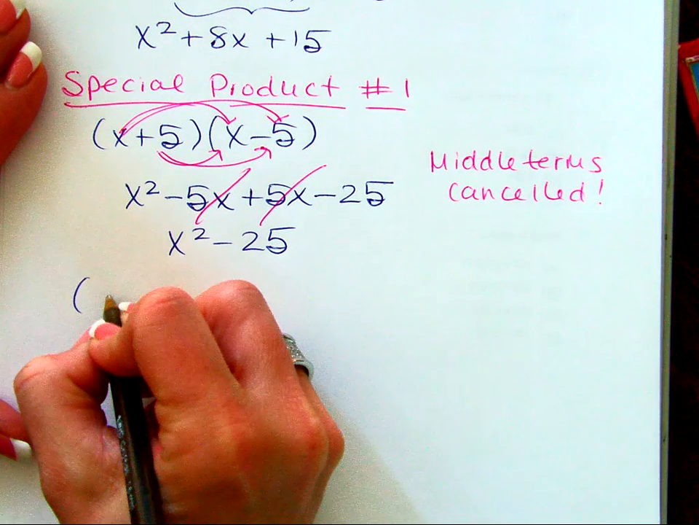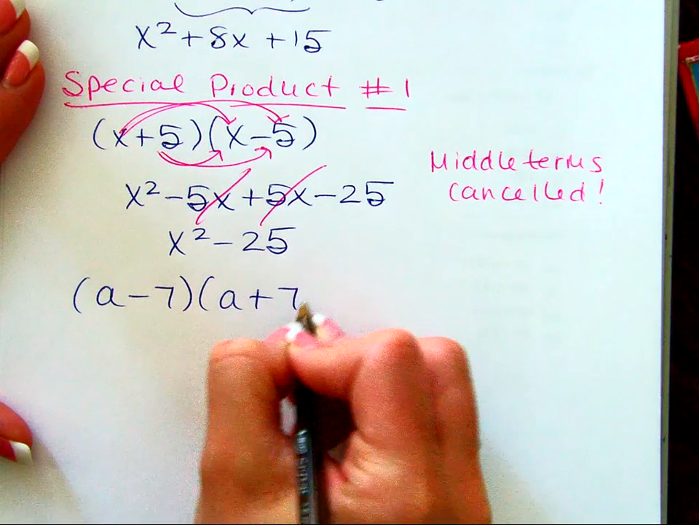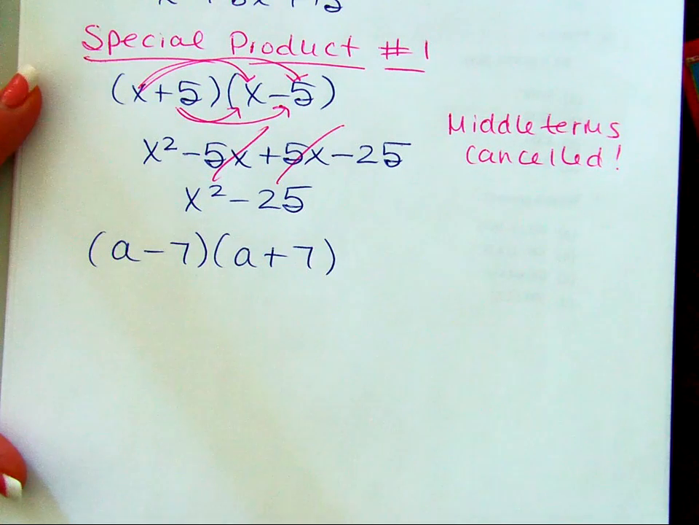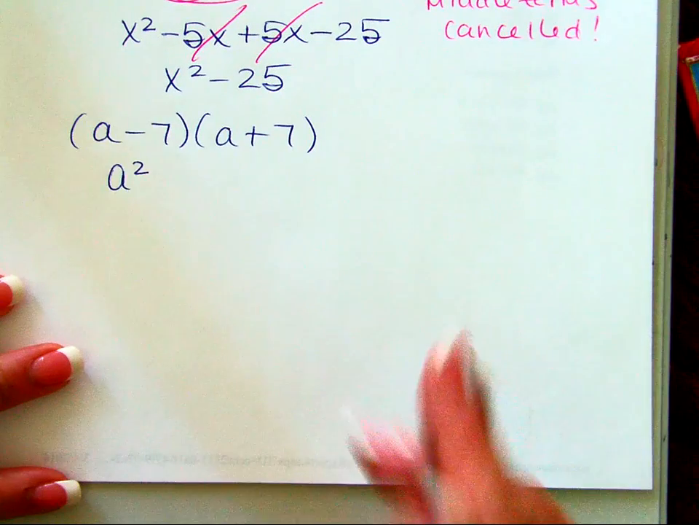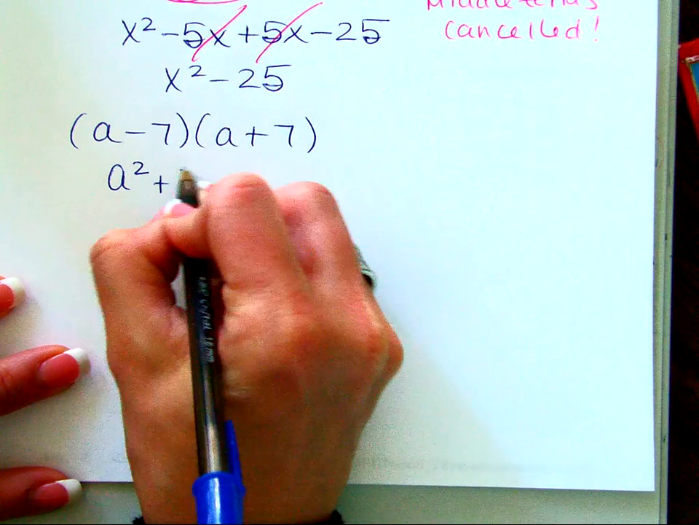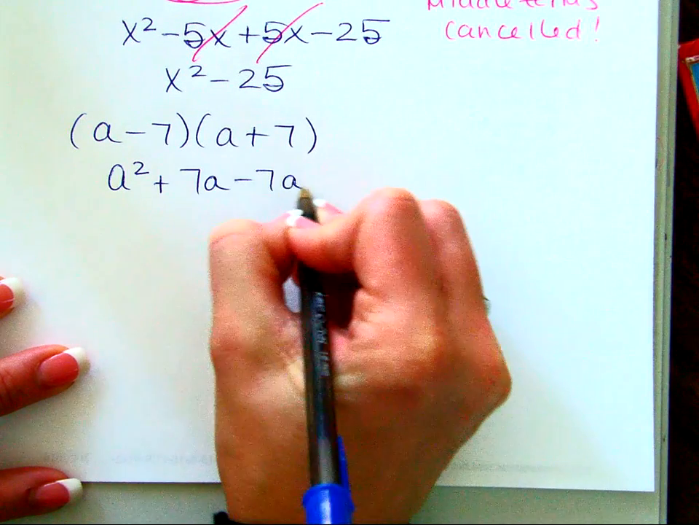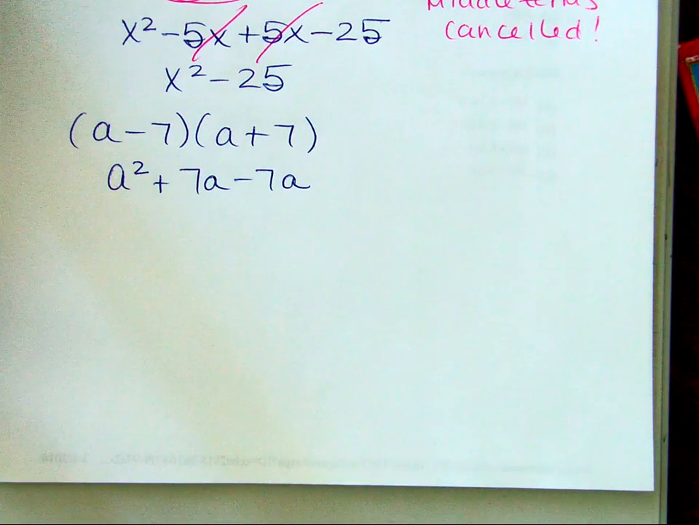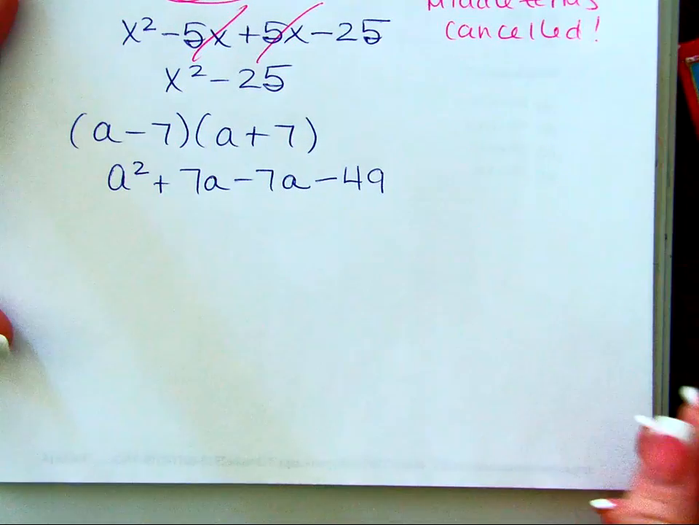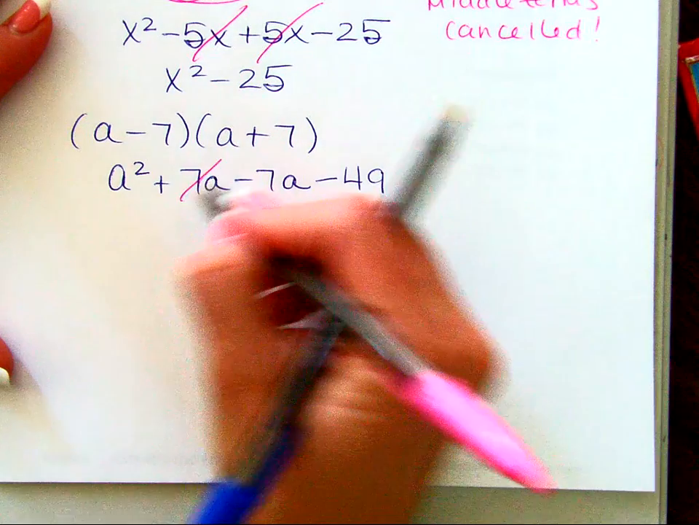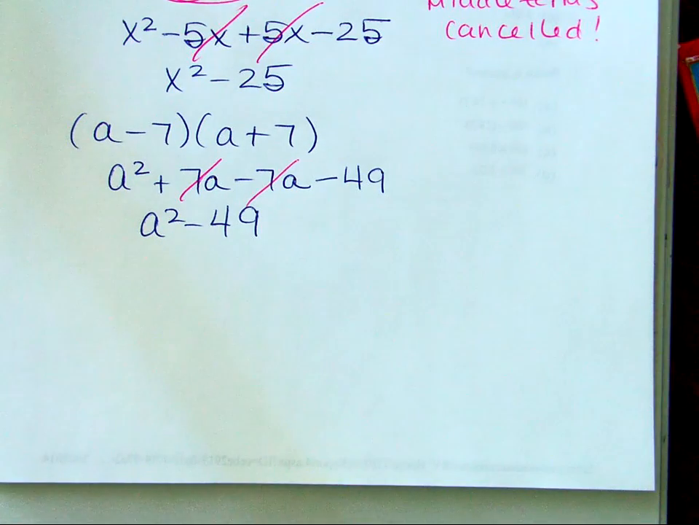All right, so let's take a look at another one. See if we can figure out this shortcut here. Let's take a minus 7 and a plus 7. FOILed out is a times a, a squared. A times positive 7, 7a. Negative 7 times a is negative 7a. And then a negative 7 times a positive 7 is negative 49, right? Once again, your middle terms are going to cancel, and your answer is going to be a squared minus 49.